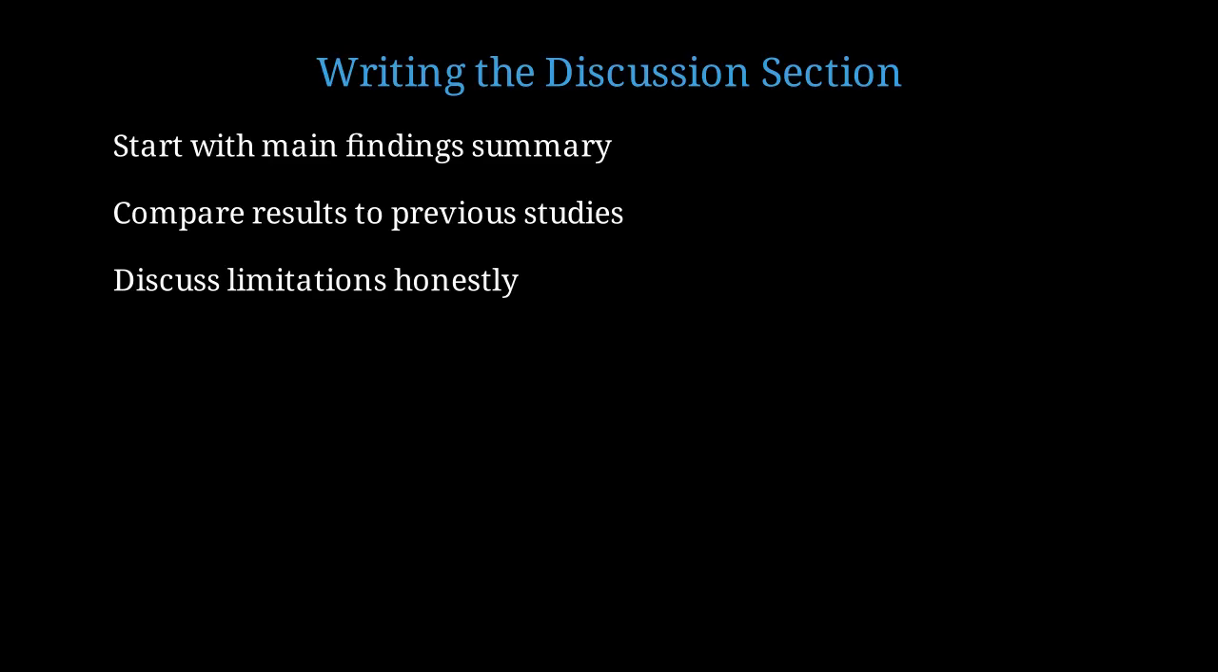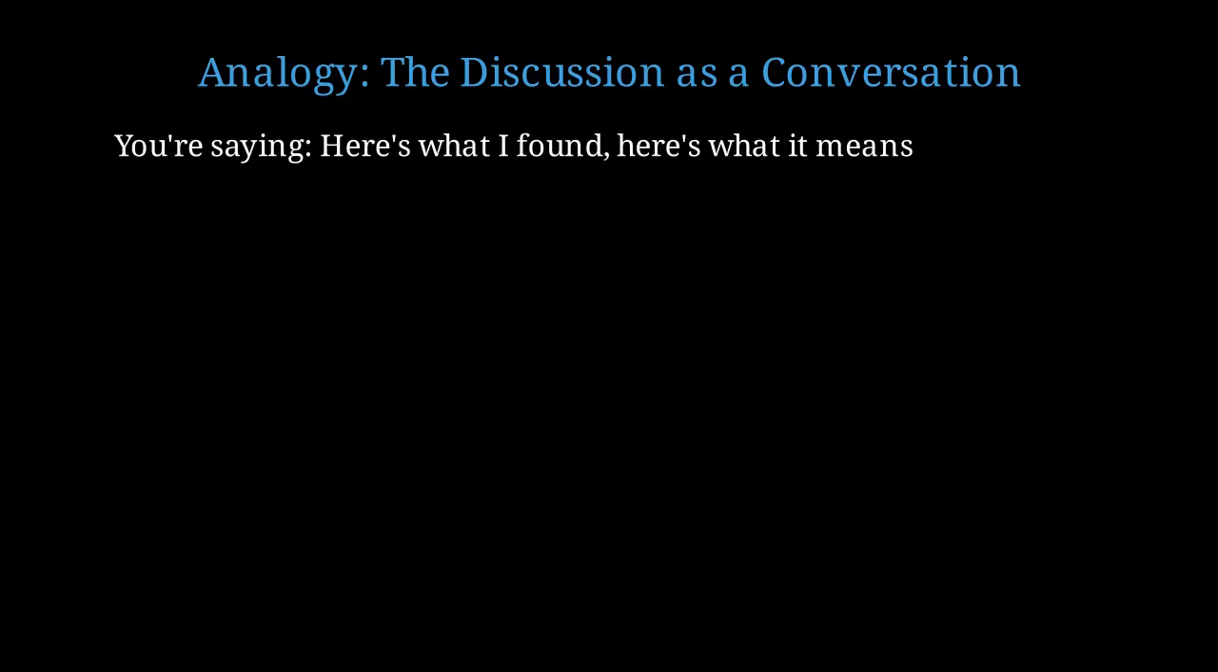Discuss limitations honestly. Every study has limitations. Acknowledging them shows scientific maturity. Suggest future research directions. What questions does your work raise? What should be studied next? Think of the discussion section as a conversation with other scientists in your field. You're saying, here's what I found, here's what I think it means, and here's how it fits with what others have found.